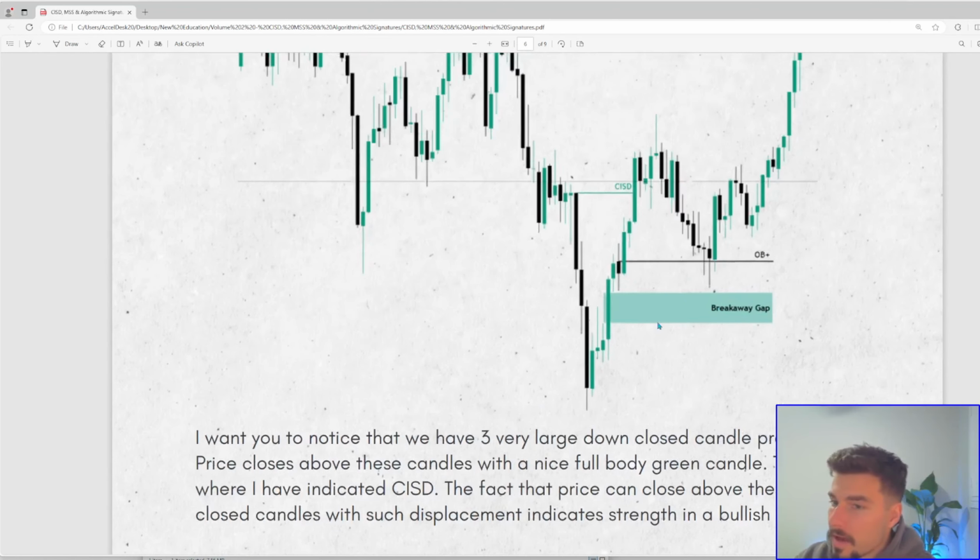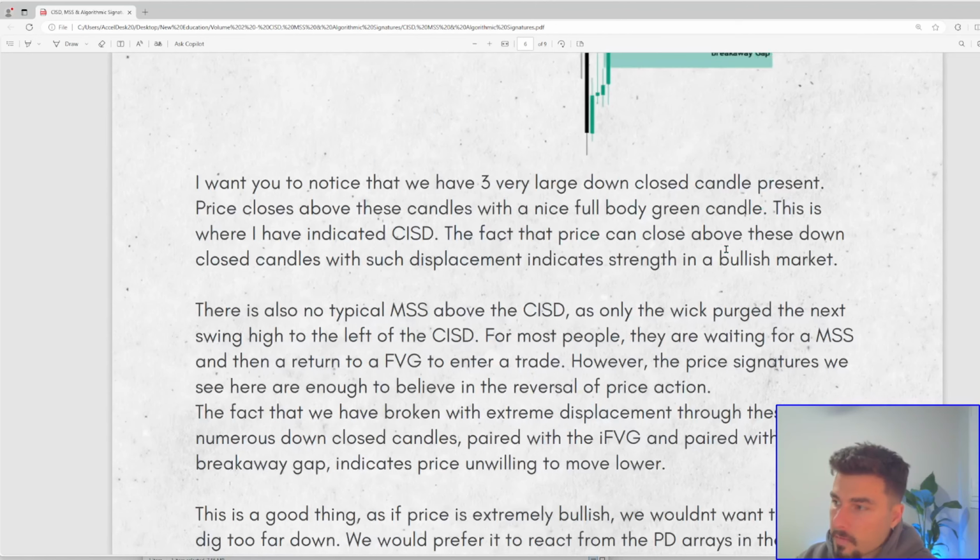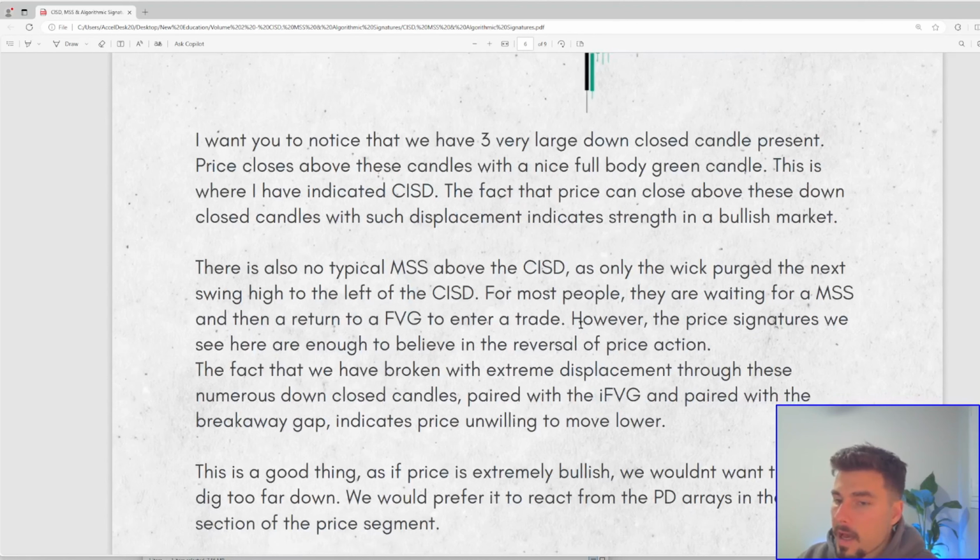In this case, we don't. This fair value gap, we don't return to it. Instead, we react off this order block, which we can do. Any PD array, when we come back down in a level of discount from this swing low to this swing high, we can react from. That's completely fine, right?